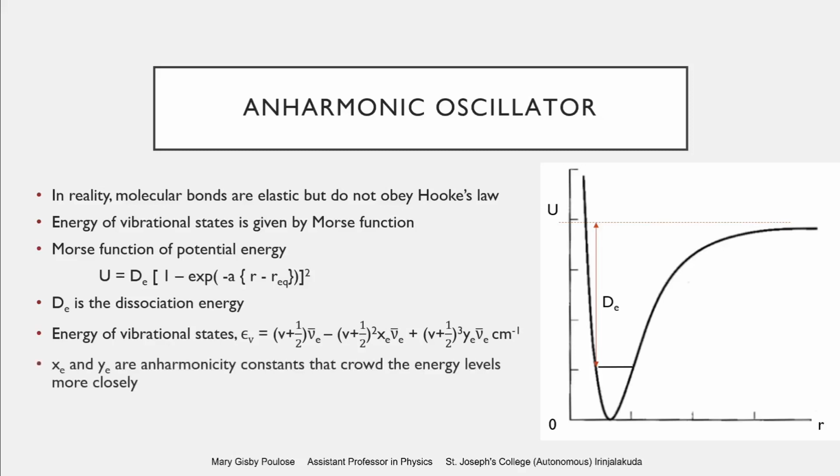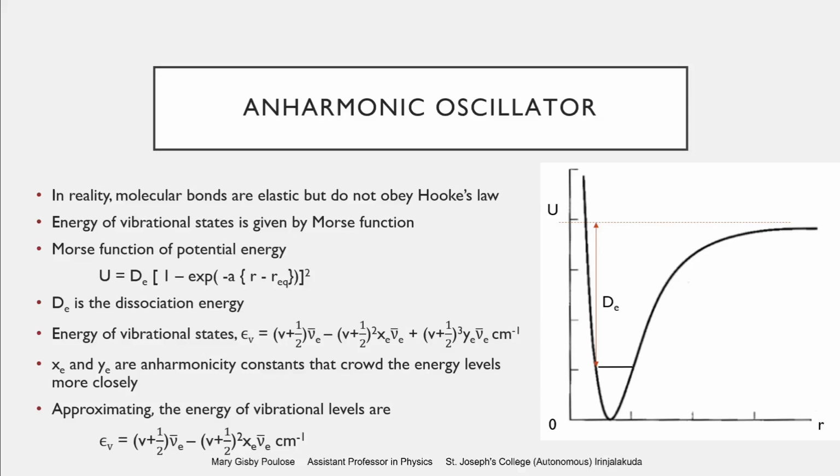Here xe and ye are the unharmonicity constants. And due to these constants, we understand that the energy of the vibrational states are decreasing and they tend to crowd the energy levels more closely. Now, for approximation, we take the term of xe and neglect the term of ye because it is tending to zero. So, the energy of the vibrational levels are approximated to eta V is equal to V plus half nu E bar minus V plus half squared xe nu E bar centimeter inverse.